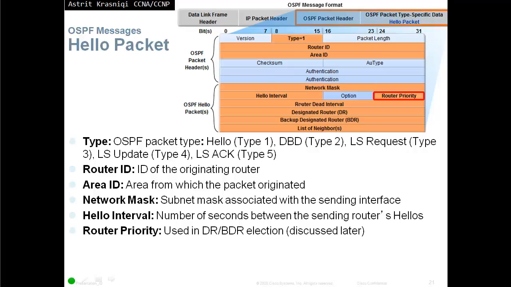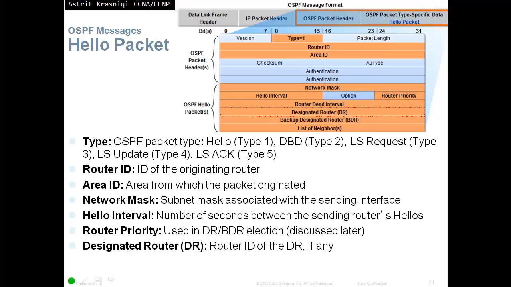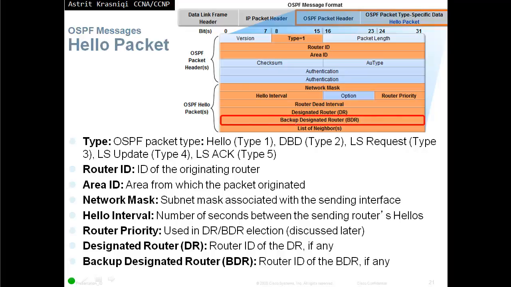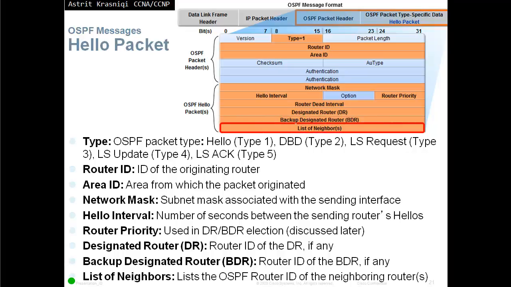If the router priority is set to 1 on all routers, we have to look at the router ID to elect the DR and BDR. If router priority is set to 0, that means I don't want to take part in the election. Then we have the DR, the router ID of the DR, and the BDR, the router ID of the BDR. And last we have the list of neighbors, the list of OSPF router IDs of the neighboring routers. So for example, if you hear a hello message from a router, you take the router ID and put it on your list of neighbors.